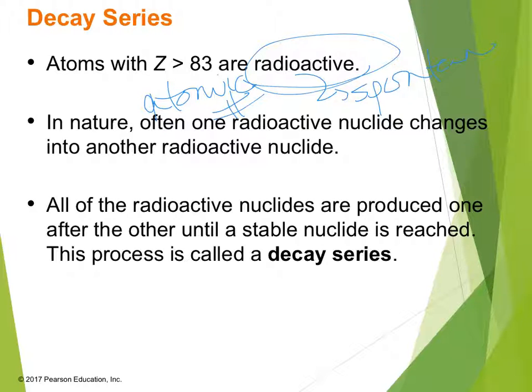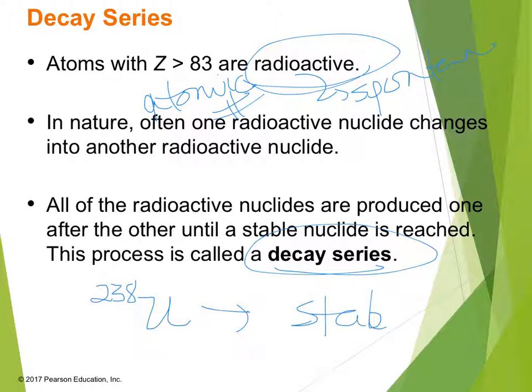And we show that with what we call a decay series. If you have some element that's radioactive, let's say uranium-238, which is a very common one, it will decay by whatever processes it needs to until it reaches a stable nucleus. One alpha decay may not be enough to make an element stable, so it may undergo 2, 3, 4, 5, 10, 12 decays before it stops, and we call these decay series.